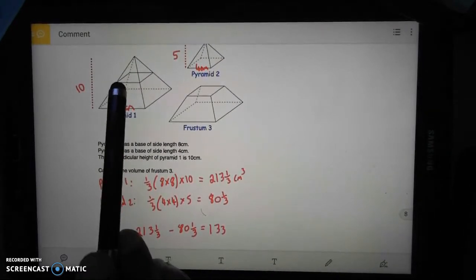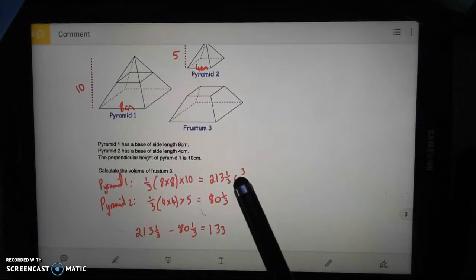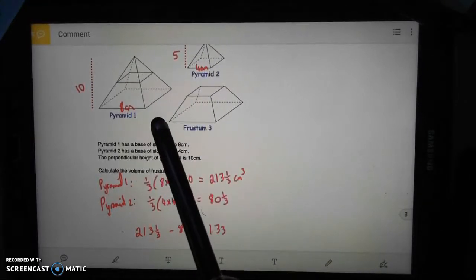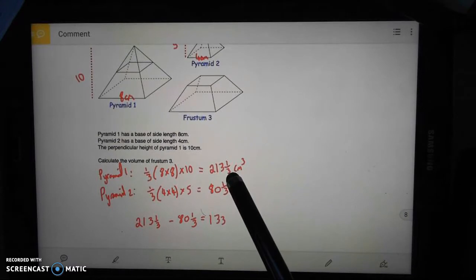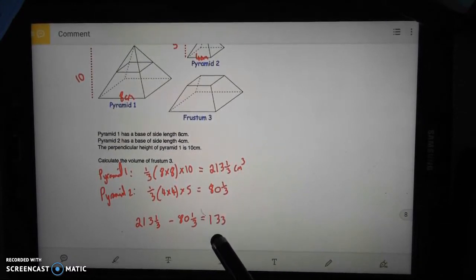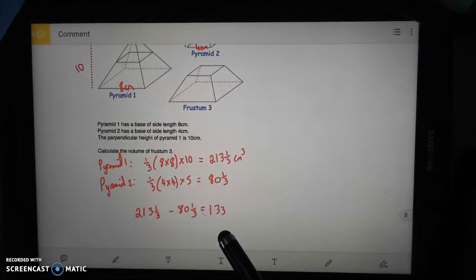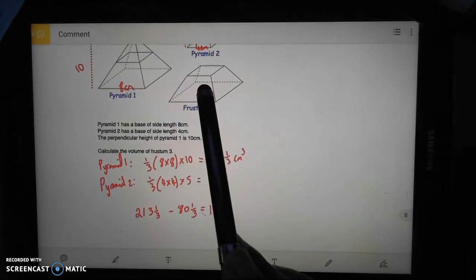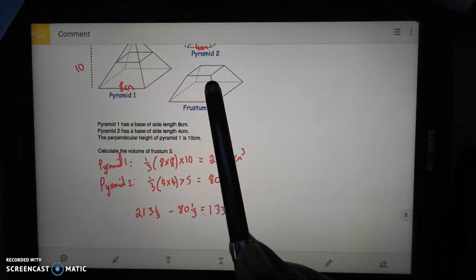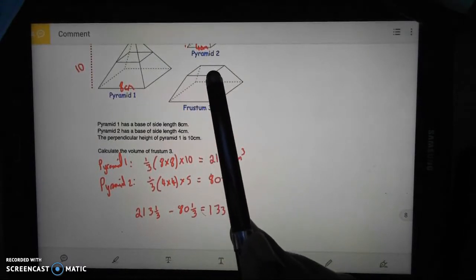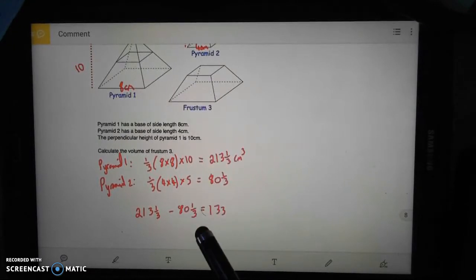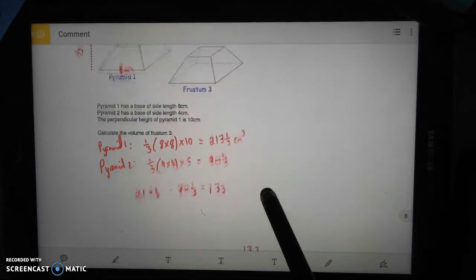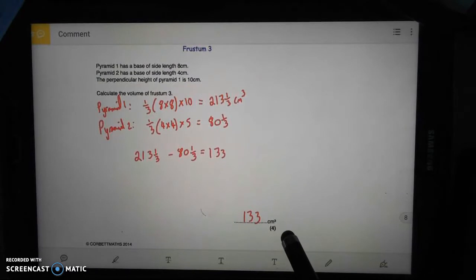Finally, we know the volume of pyramid 1, we know the volume of pyramid 2. If we subtract the two, we will get the volume of the frustum. So you do that, take away that, and you get the answer to be 133. A frustum is basically any pyramid with the top cut off, the pointy bit cut off, and you get a flat top. So the volume of this is 133 and a third centimeter cube.